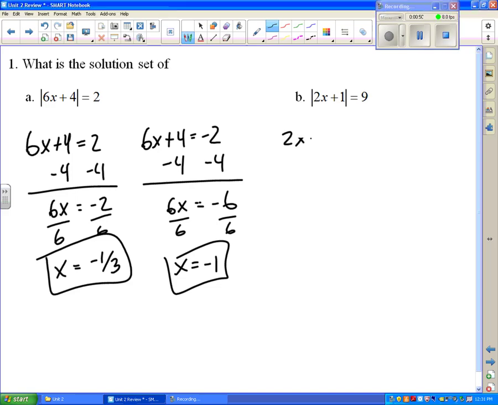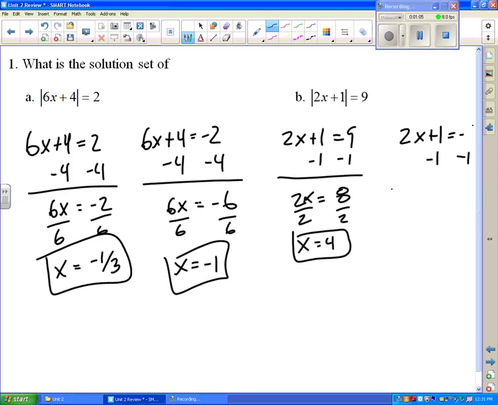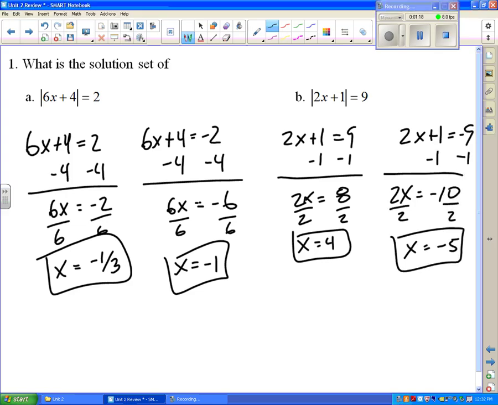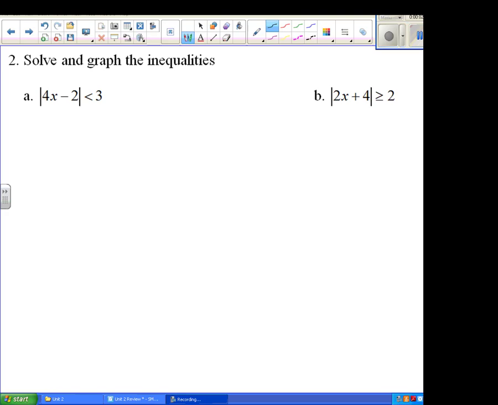Problem B, 2x plus 1 equals 9, and 2x plus 1 equals negative 9. Subtract 1, 2x equals 8, divide by 2, x equals 4. Same steps here. 2x equals negative 9 minus 1, negative 10, divided by 2, x equals negative 5. And these are ors in between. Ors. Question number 2, solve and graph the inequalities.